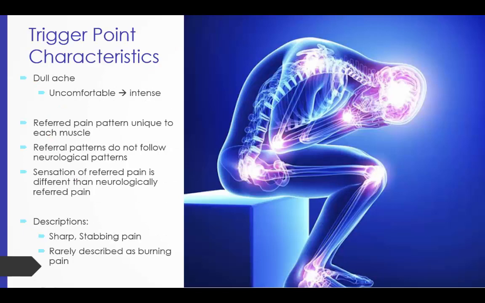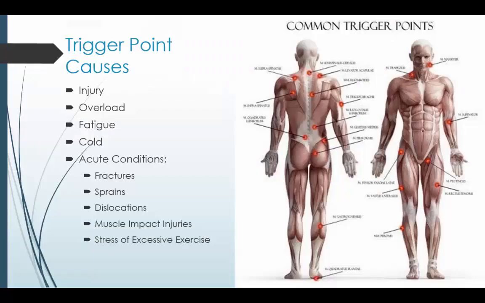Some common trigger point characteristics. They may be a dull ache, even moving into intense pain. There are commonly referred pain patterns that are unique to each muscle. The referral patterns do not follow neurological patterns, and the sensation of the referred pain is different than neurologically referred pain. Some descriptions that people have used are sharp, stabbing pain, and it's rarely described as burning pain.